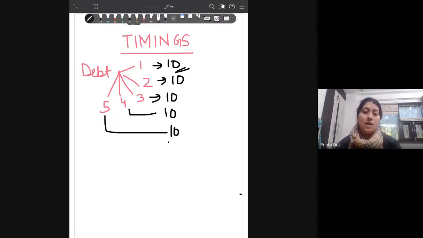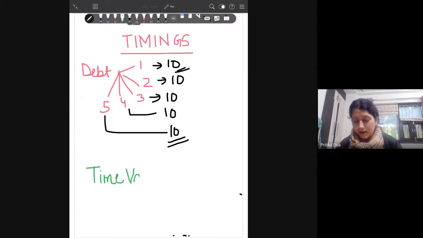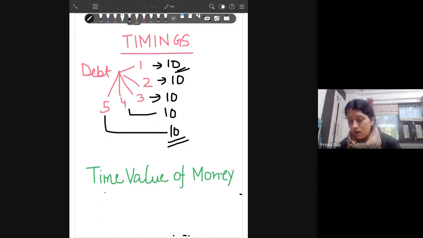So ₹1 today has a different value than ₹1 earned a year later. So ₹1 today has more value than ₹1 earned a year later. And this in finance is known as time value of money. Very important concept. We will be doing this concept theoretically and practically in this unit. Time value of money. So money has a time value attached to it.